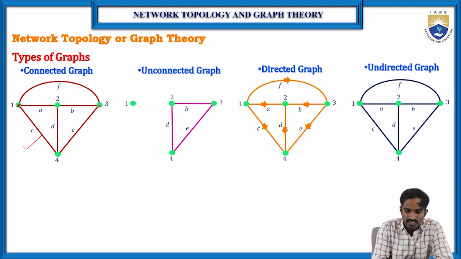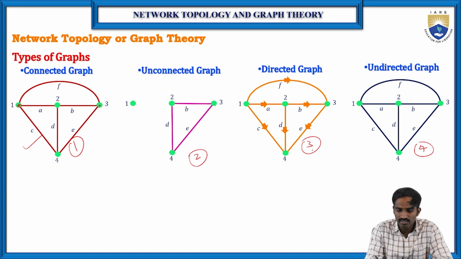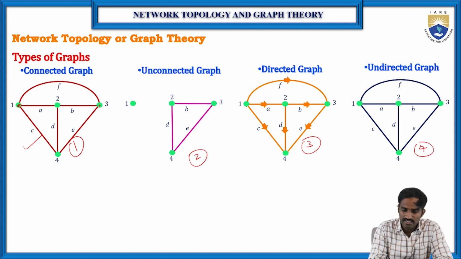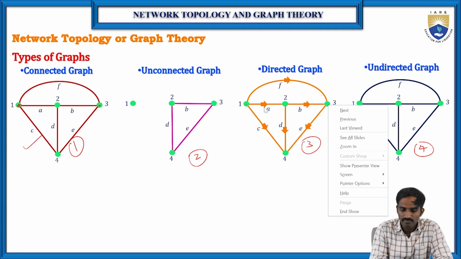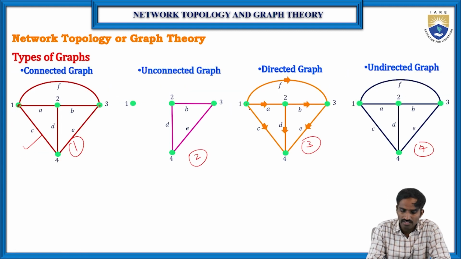Let us consider this is figure 1, and this is figure 2, 3 and 4. In figure 3, it is clearly indicated that the path for this particular branch is from 1 to 3. For branch A it is 1 to 2, and for branch C it is 1 to 4. Like that, the direction for every branch is indicated, and that is called a directed graph.